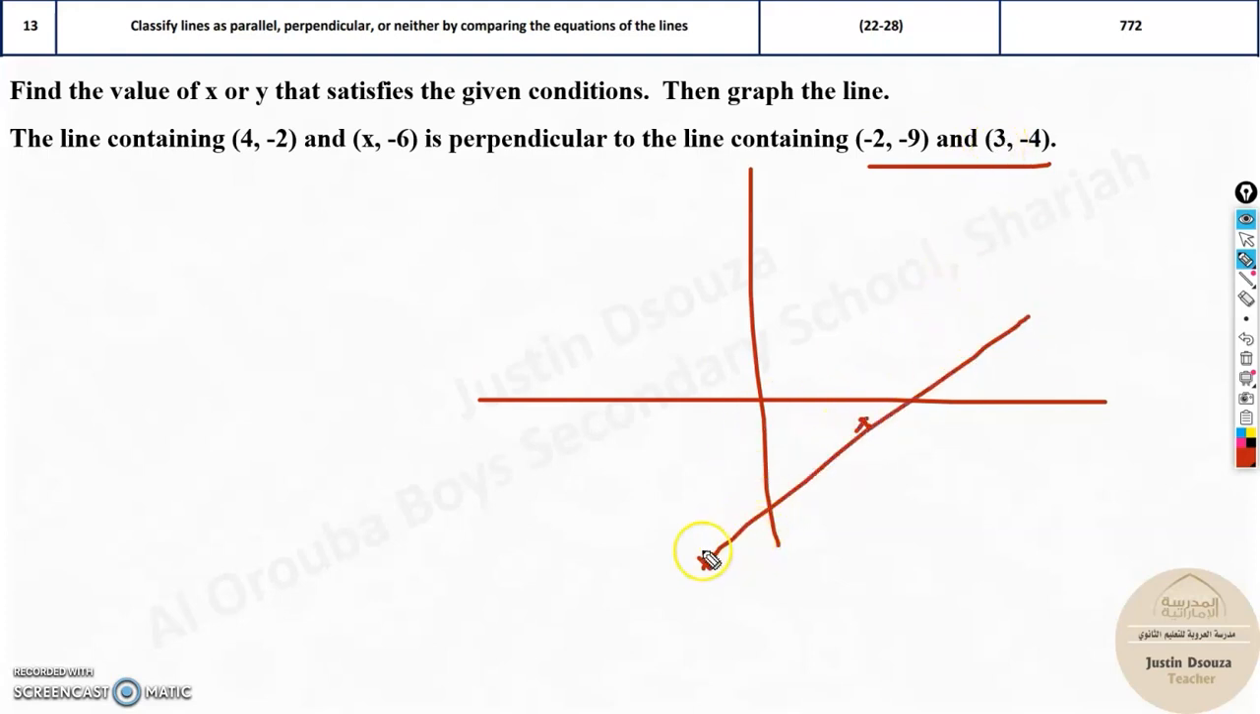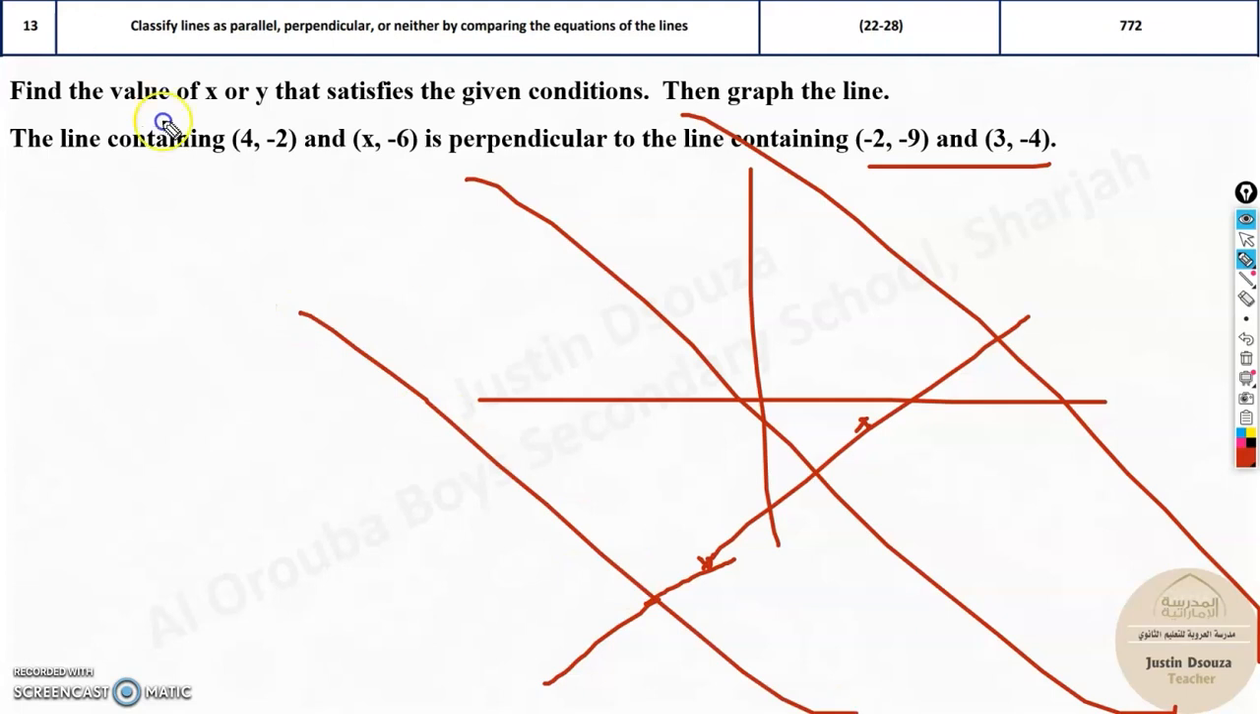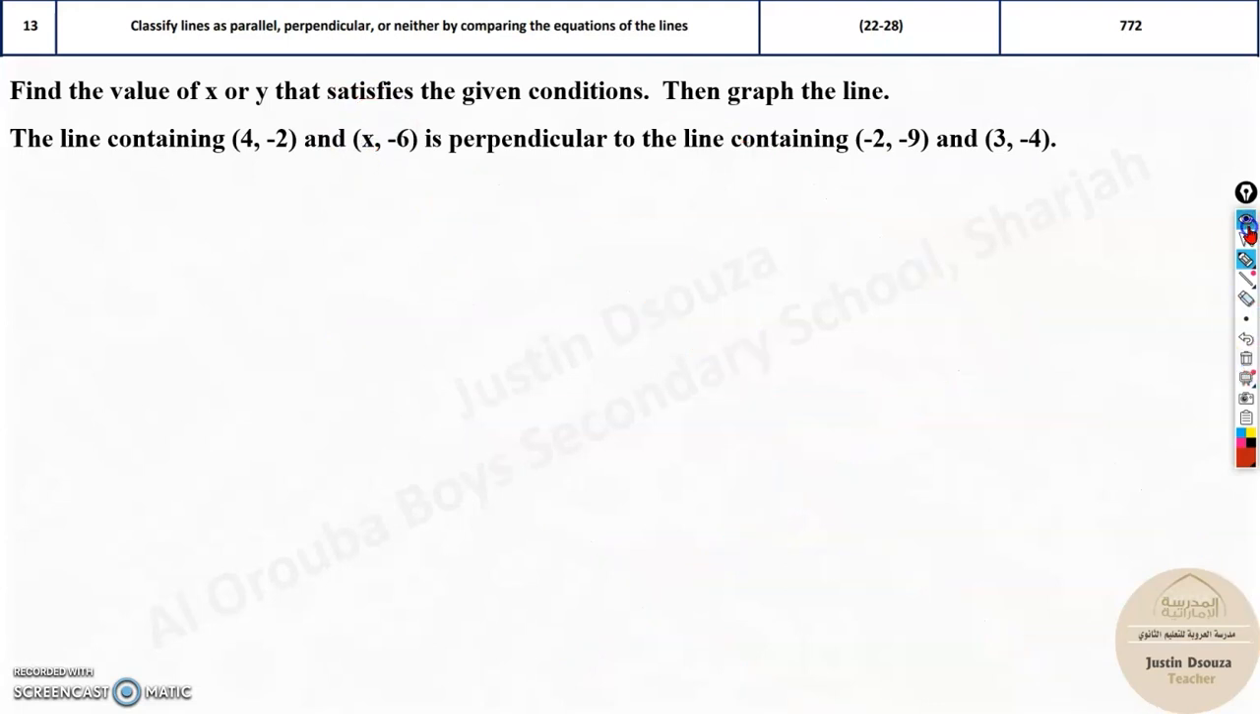So this is one line. We have to draw a line perpendicular to this. It will be something like this, right? But they have given the points 4 and minus 2, somewhere over here. No, it will be something like this. Now this is the equation. We need to accurately find it. But how do you find this x value? Graphing is later on. First, let's find this x value.